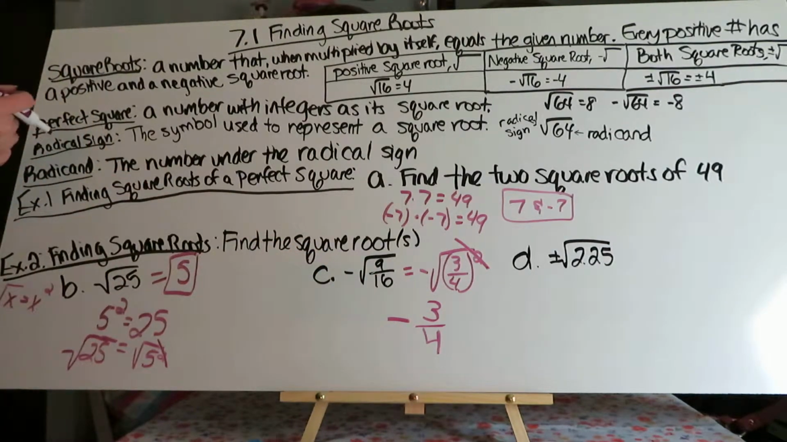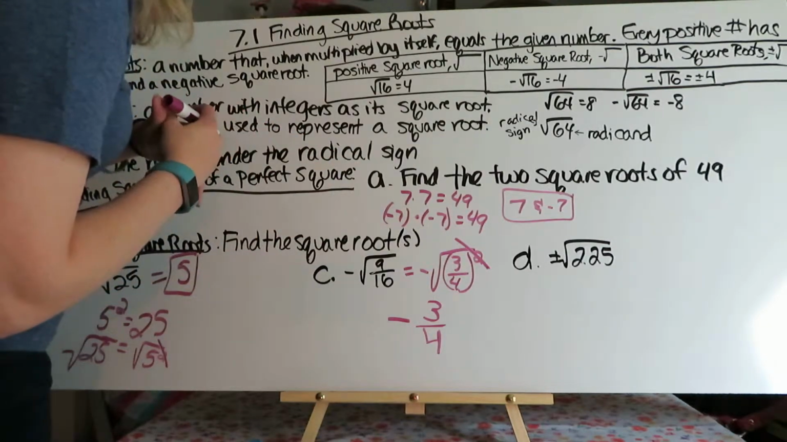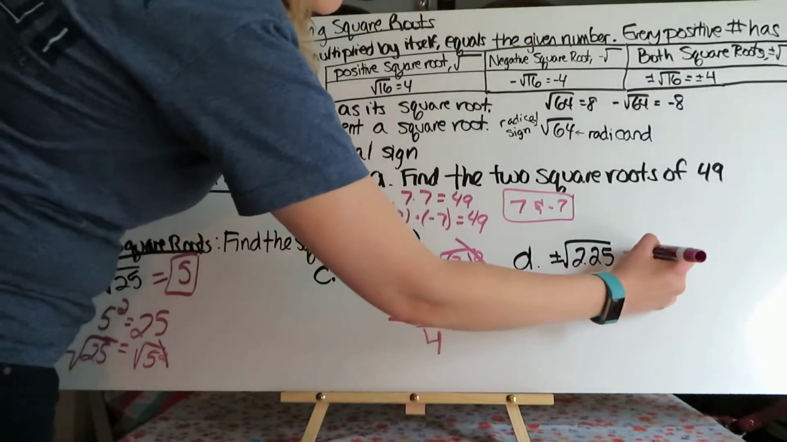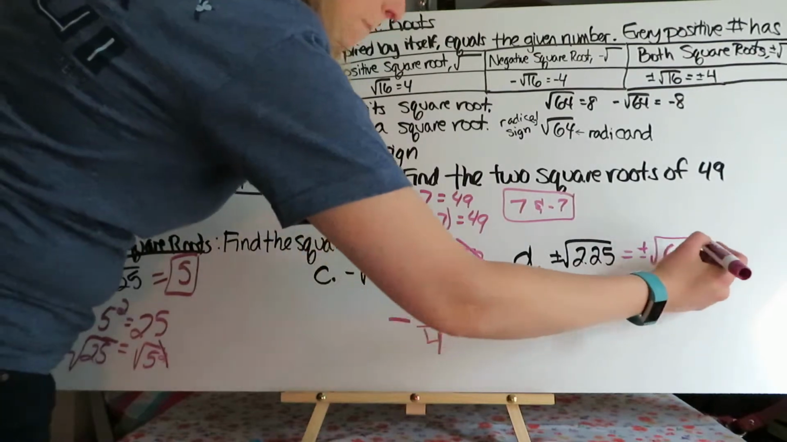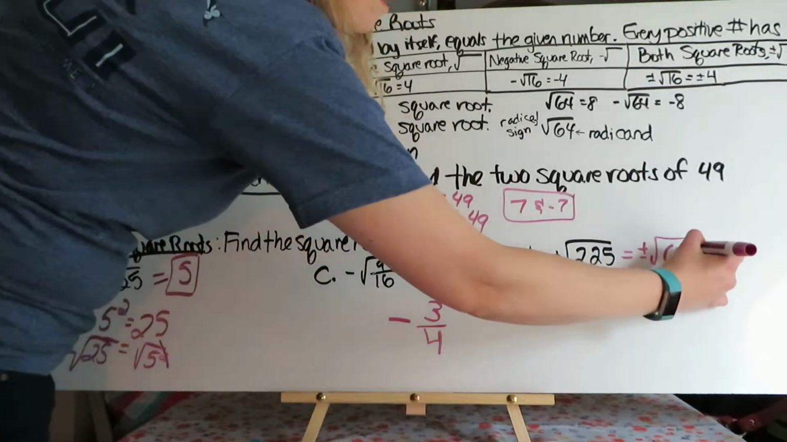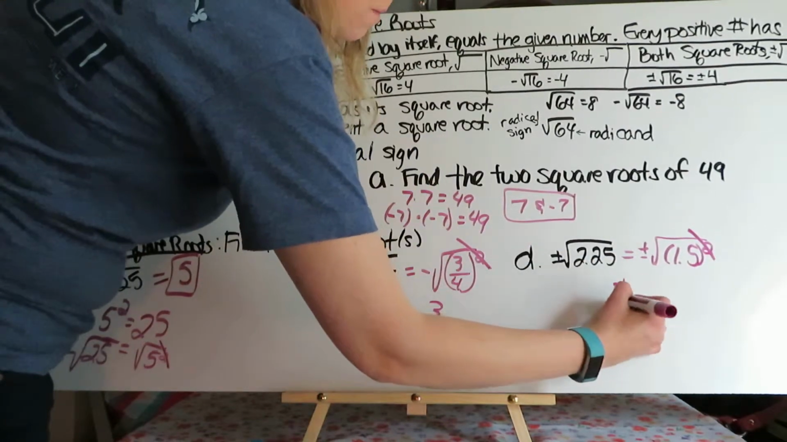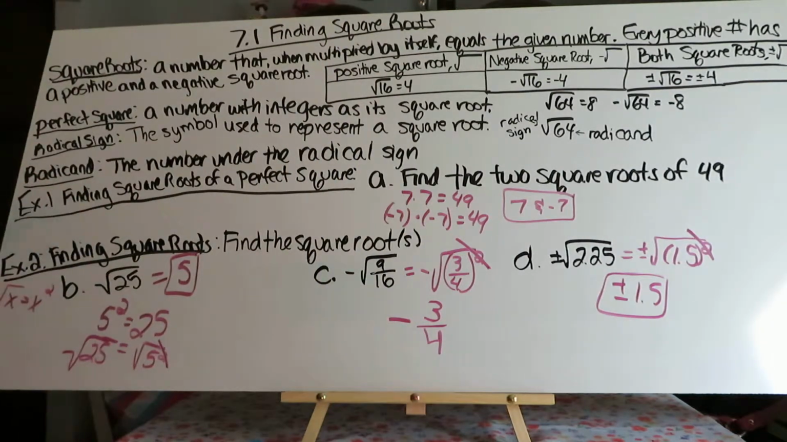Letter D. What times what gives me 2 and 25/100ths? That's going to be the positive and negative square root of 1 and 5/10. Yes, 1 and 5/10 squared. That simplifies out. Positive and negative 1 and 5/10 would be my answer. All right, try that on your own.